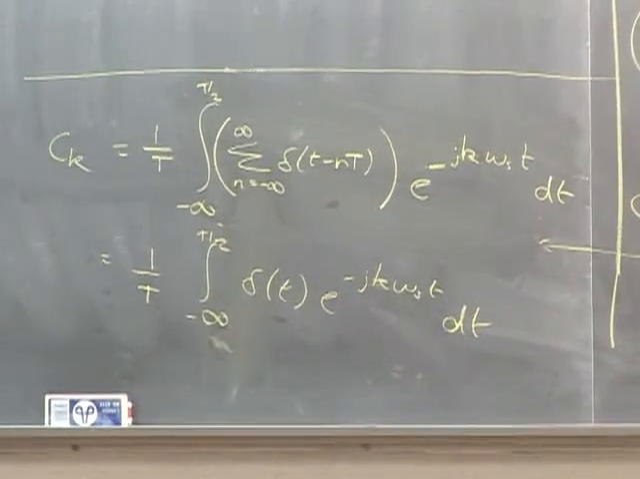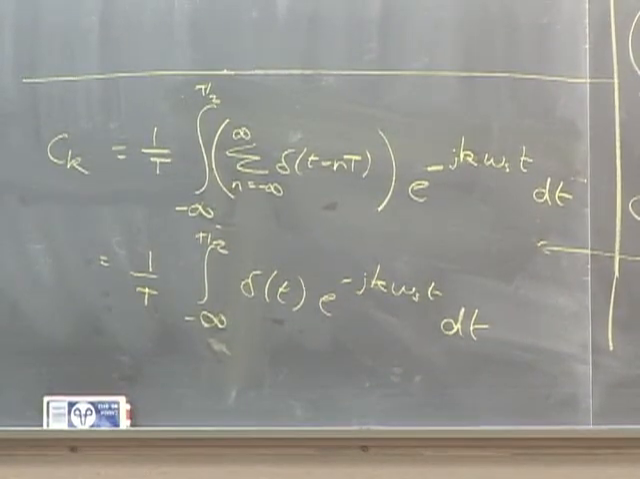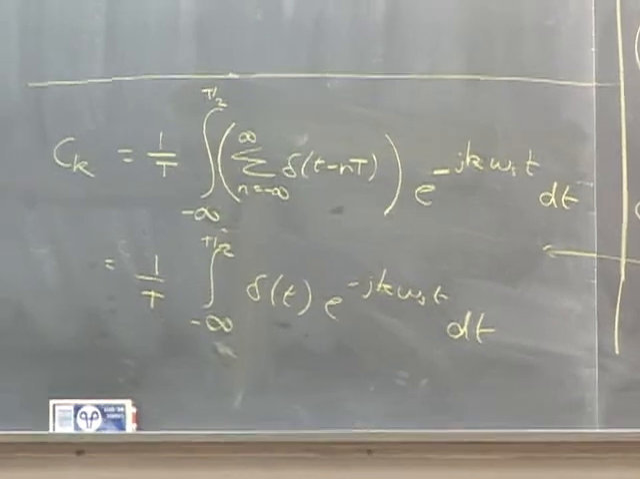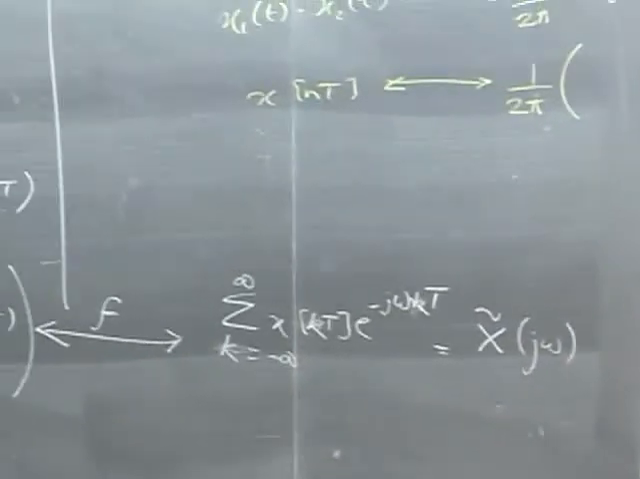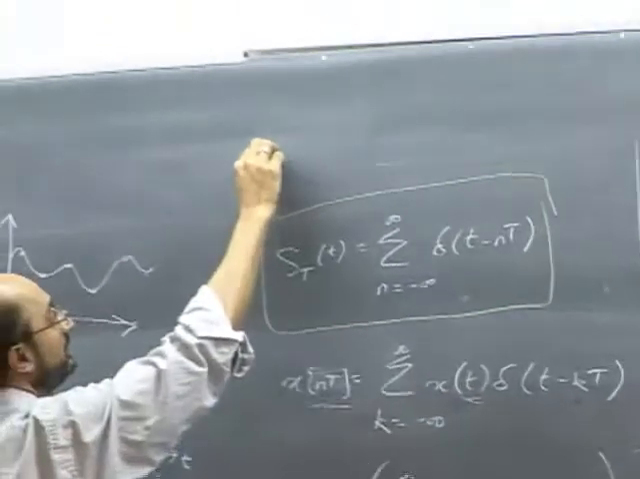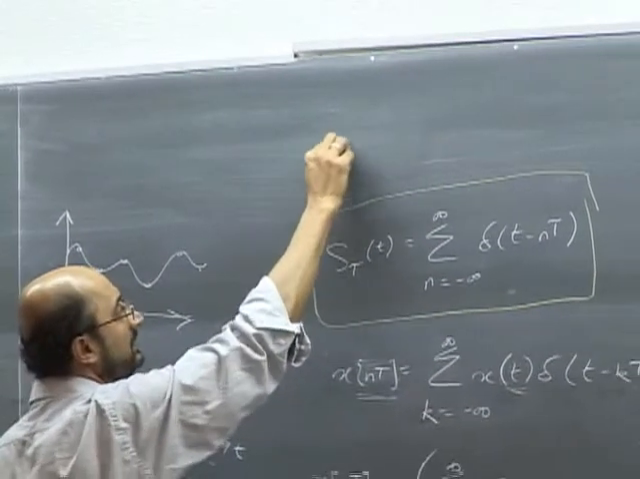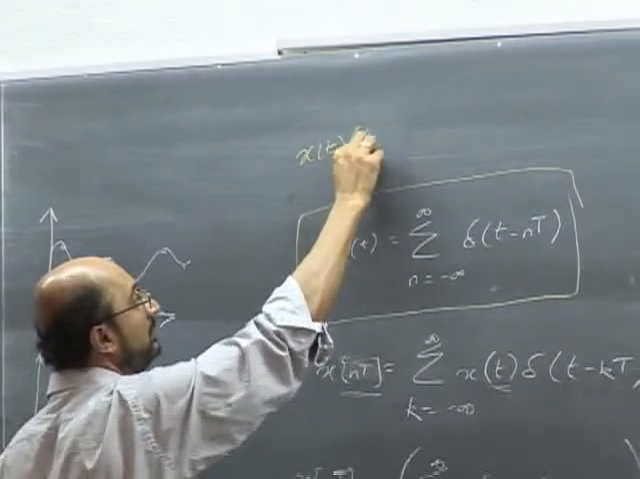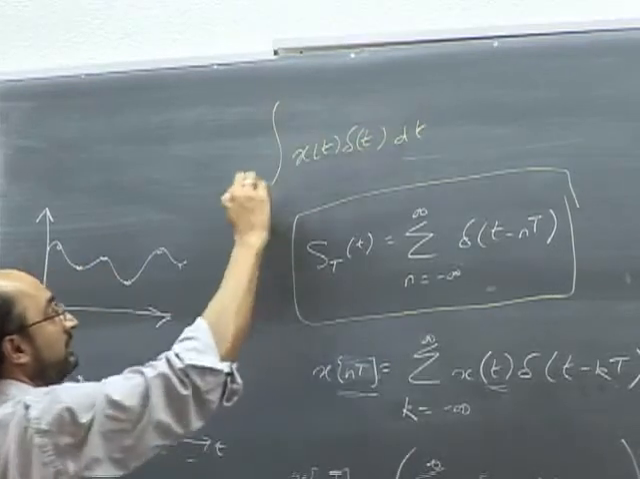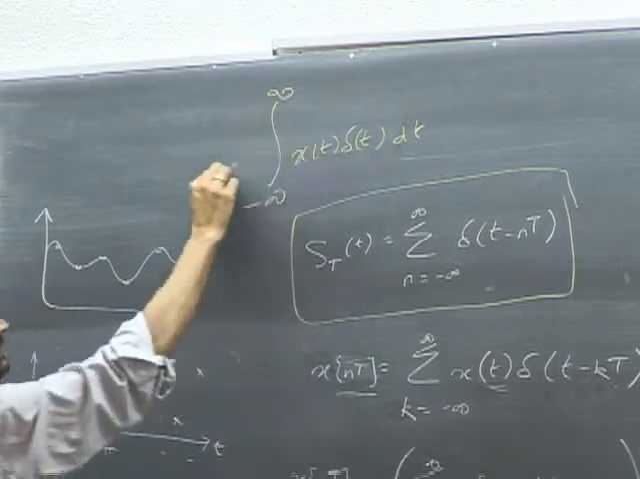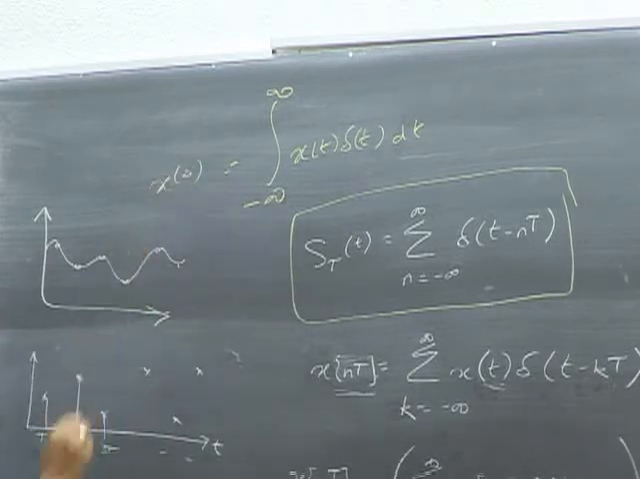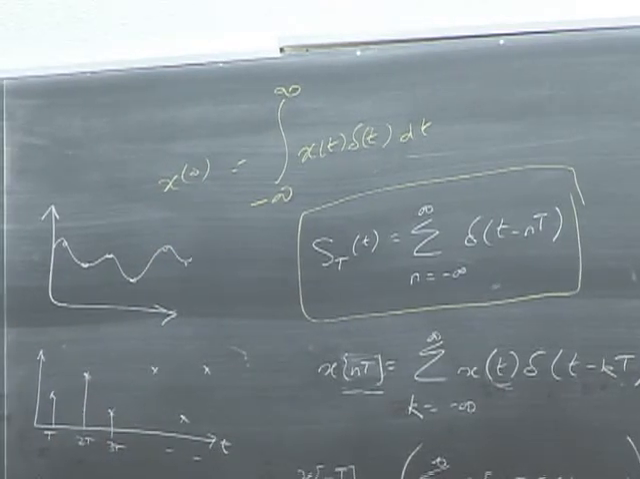And now here is the other fact that I'm going to remind you of. I'm going to put that over here. We know that the integral from minus infinity to infinity of x(t) delta(t) dt is equal to x(0). That's sort of the definition of the Dirac delta for continuous time.